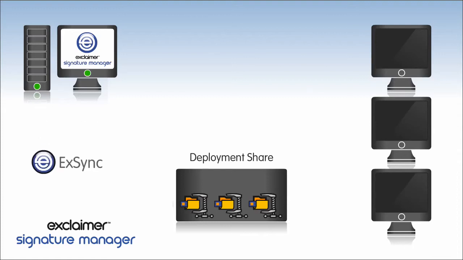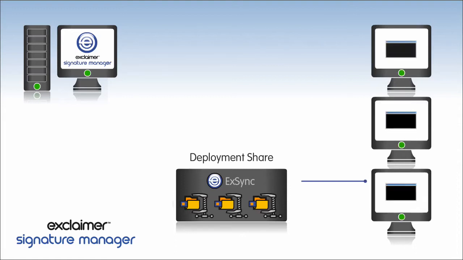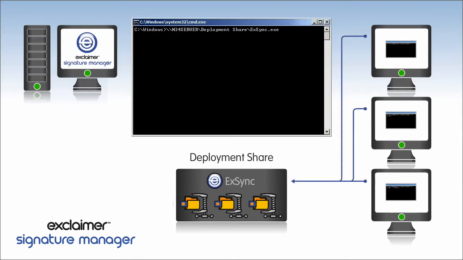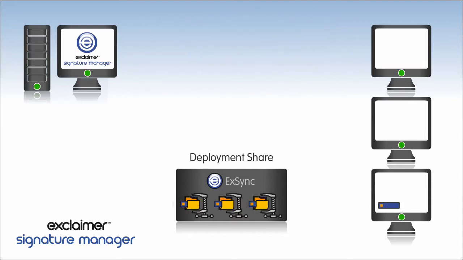It also puts a lightweight program called X-Sync in the deployment share, which will distribute signatures to each user's Outlook without add-ins or local installs. A logon script sets users' PCs to run X-Sync, so updates are applied the moment they log on and whenever any changes are made. Users might have to restart Outlook to receive new signatures.